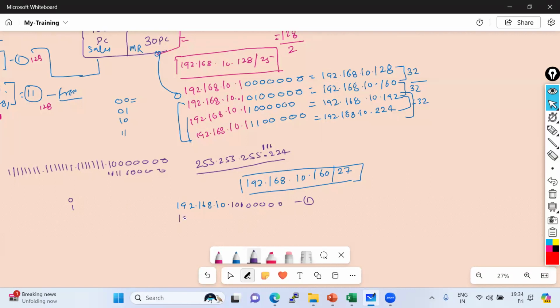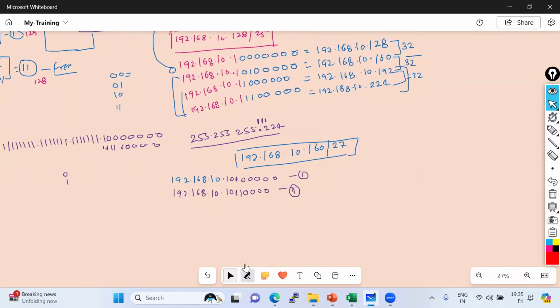Yes. And the second one, 192.168.10.101, and then I put 10000. That's your second network. And what is the subnet mask?